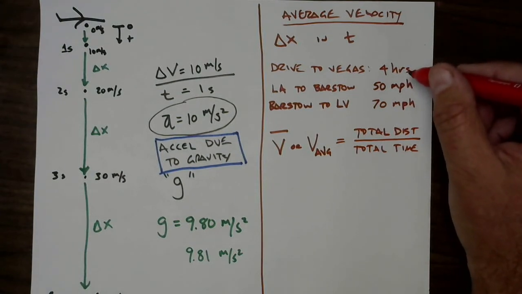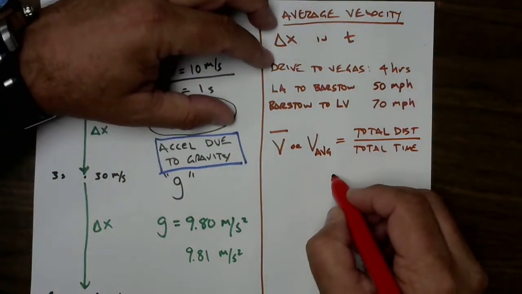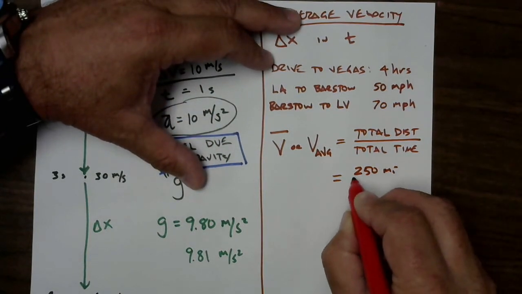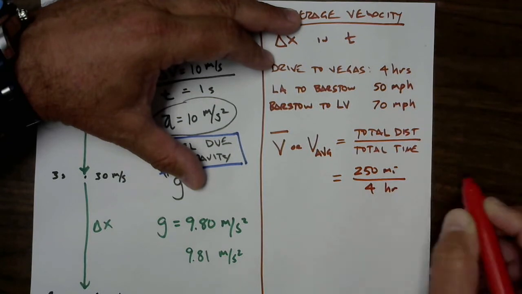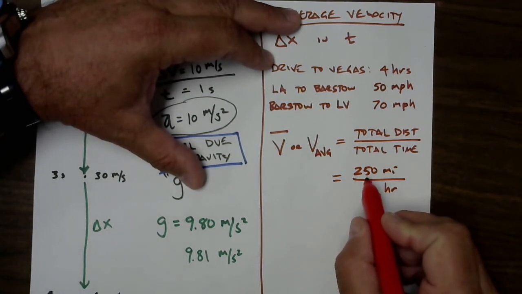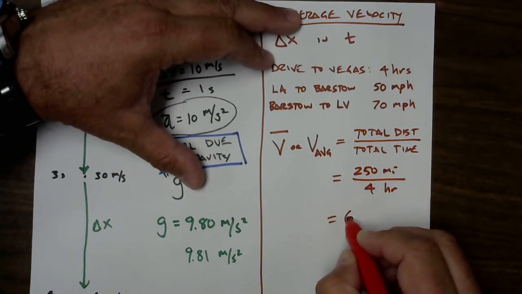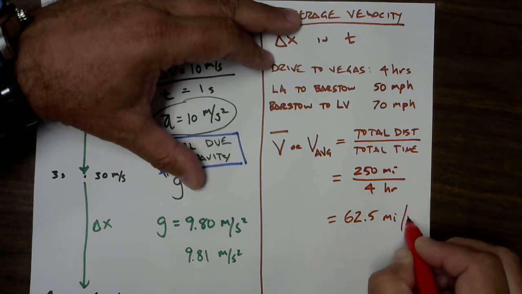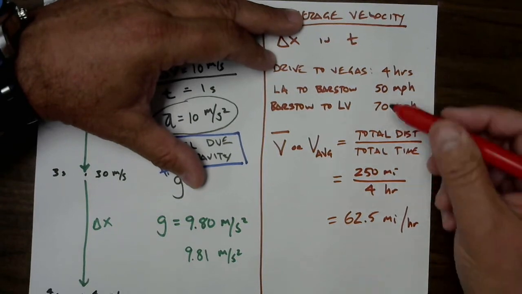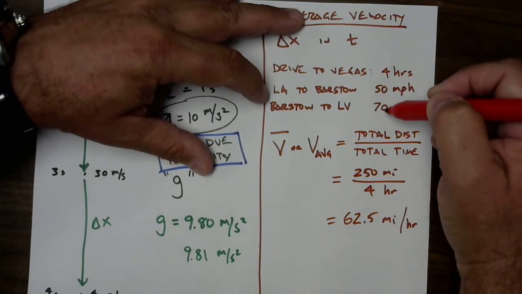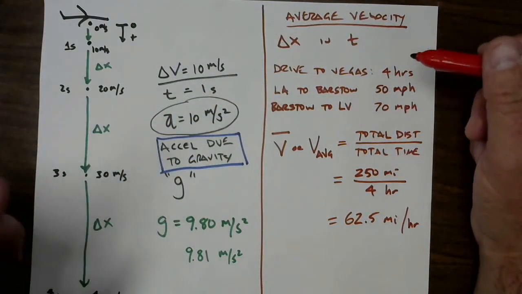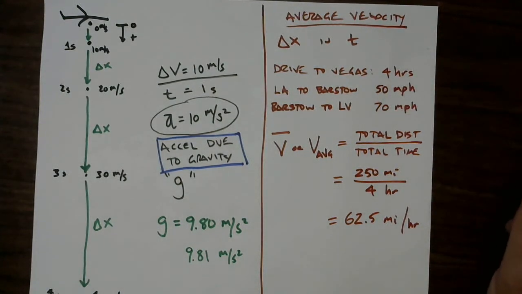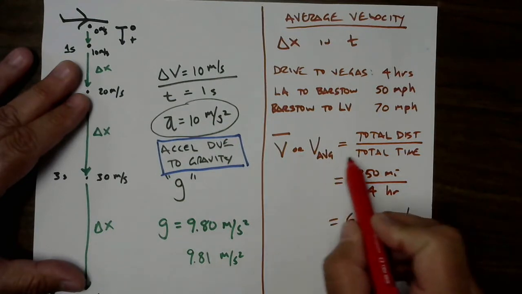In this case, let's just do it with what I remember. I said it was about 250 miles, and I said that took 4 hours. 250 cut in half is 125. 125 cut in half is 62.5 miles per hour. So the average velocity isn't the 50 or the 70. It is between the two. Granted, your average velocity is going to be somewhere between your slowest velocity and your fastest velocity, but you really have to go back to this definition.